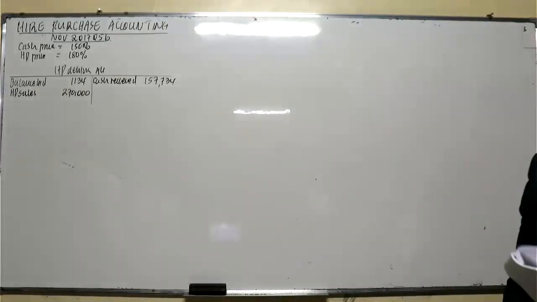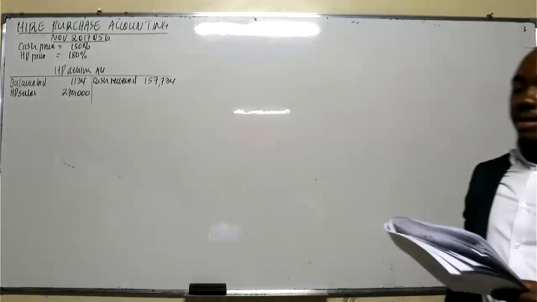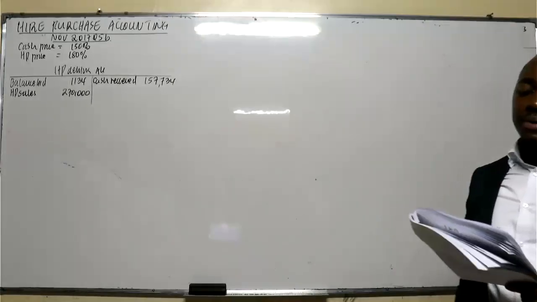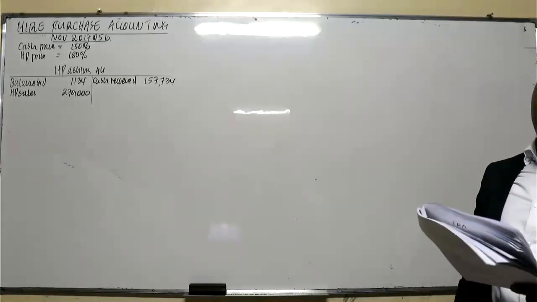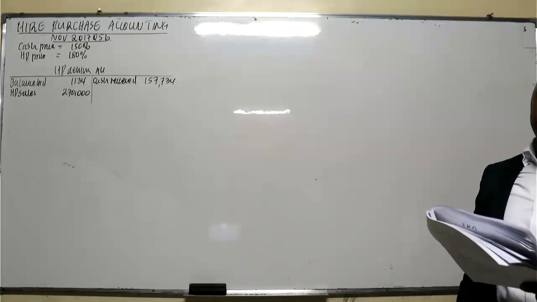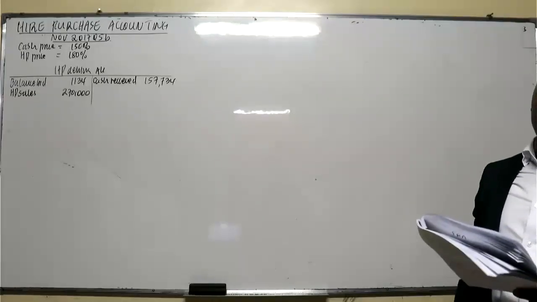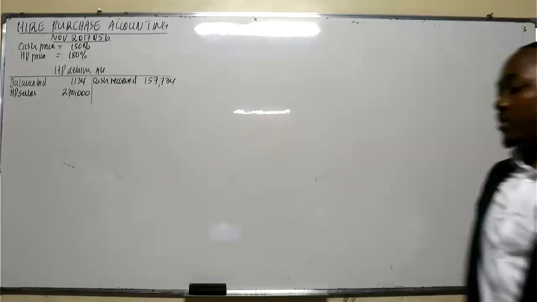Required. Prepare for Jareja Limited: 1. The income statement for the year ended 30th of September 2017, showing separate columns for cash, hire purchase, and combined sales. And number 2 is a statement of financial position as at 30th of September 2017.